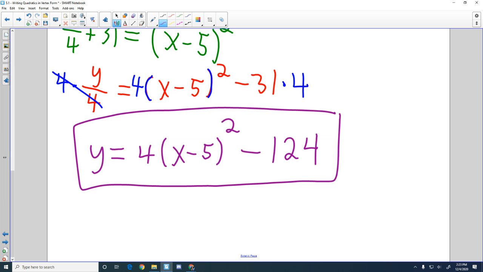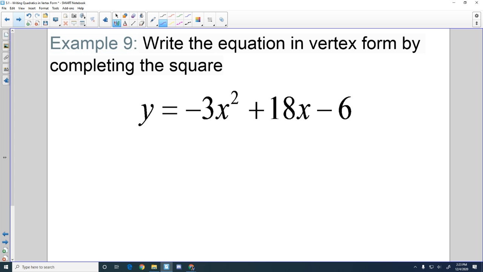Can you handle this? Okay, let's practice another one. It's going to be a similar thing. Don't say the answer until I get it done. Okay. Y equals negative 3x squared plus 18x minus 6.